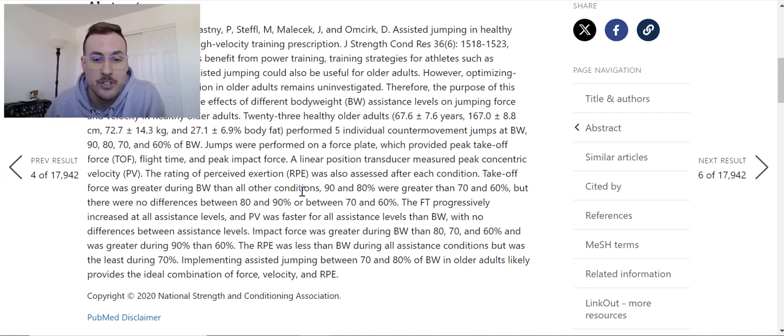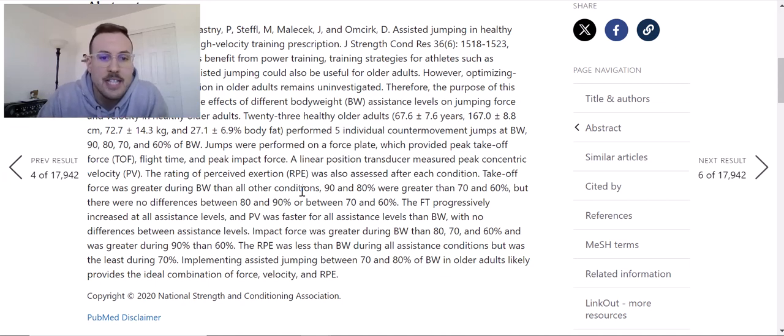Impact force was greater during body weight than 80, 70, and 60, of course, right? Impact force, so how hard they hit the ground. Well, they had the most weight, right? They weren't getting any assistance. And it was greater during 90 than 60%. Of course, they're getting only a little bit of help with 90% versus 60%. 40% of their weight is not even hitting the ground because there's assistance.